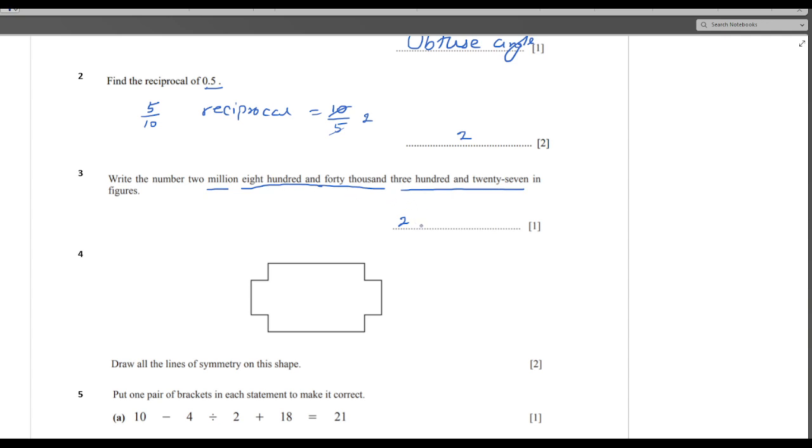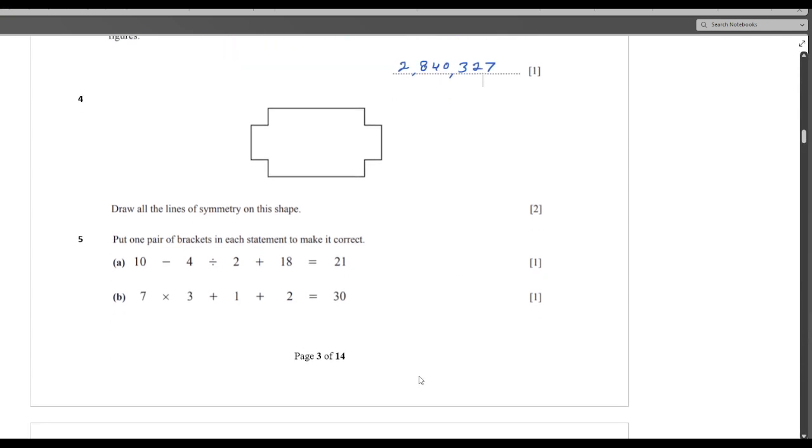840,000. It is 840,000. So 840. Okay, this is your thousand number, 840,000 and 327. So 327. Okay, this is how you will write your 2,840,327. Okay, fourth question, draw all the lines of symmetry on this shape.